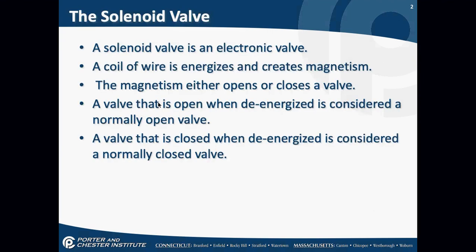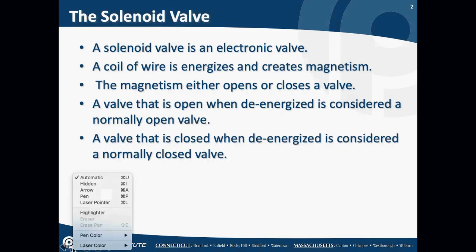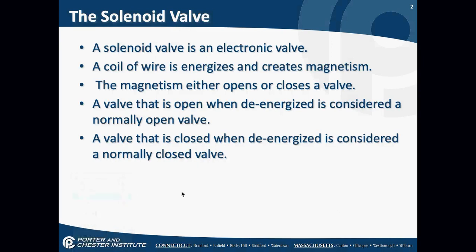Okay, oil line solenoid valves. We've already talked a little bit about the solenoid valve as an electronic valve. When you see it on a schematic, it has a very special symbol for the electrical portion of the solenoid valve. It's a coil with an arrow through it. That's a solenoid, and it's an electronically operated valve. The coil of wire is energized and creates magnetism. The magnetism either opens or closes a valve.